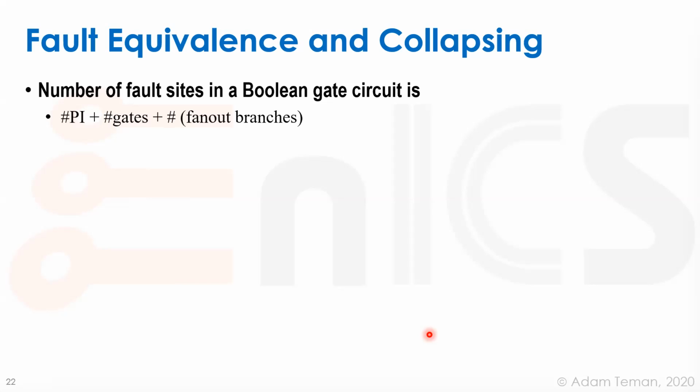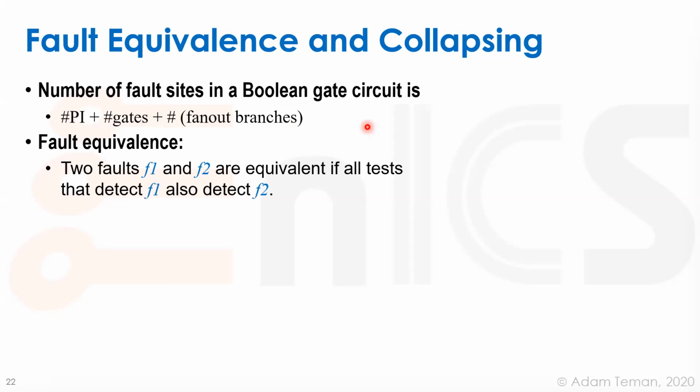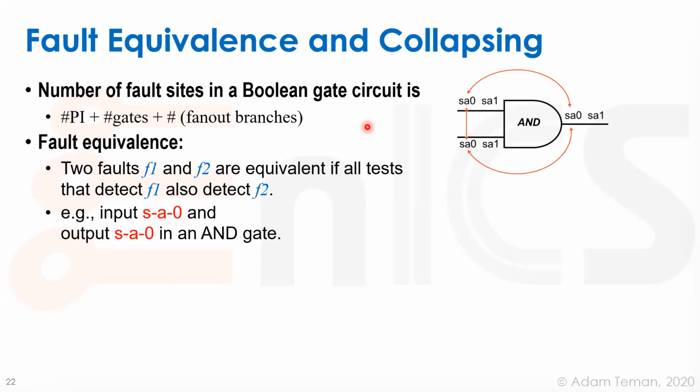So the number of fault sites in any Boolean gate is the number of primary inputs, plus the number of gates, plus the number of fan-out branches. Fault equivalence states that two faults, F1 and F2, are equivalent if all tests that detect F1 also detect F2. So if we have a test that detects F1 and we see that it also detects F2, then we know that these two faults are equivalent.